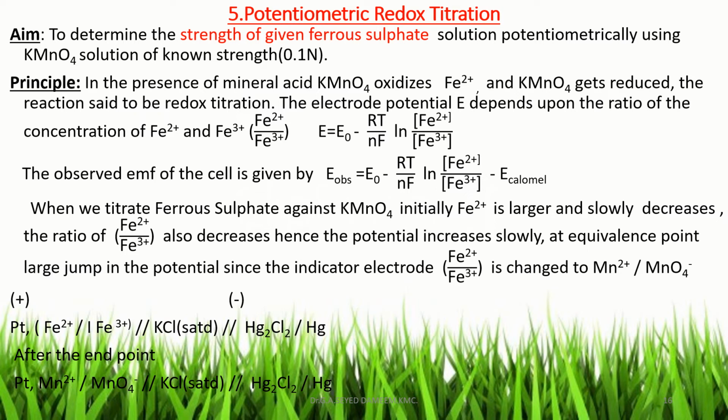So the electrode potential E depends upon the ratio of the concentration of Fe2+ and Fe3+. So on complete oxidation of Fe2+, there is a sudden change in the EMF because there is no Fe2+, and the indicator electrode becomes an MnO4- electrode.